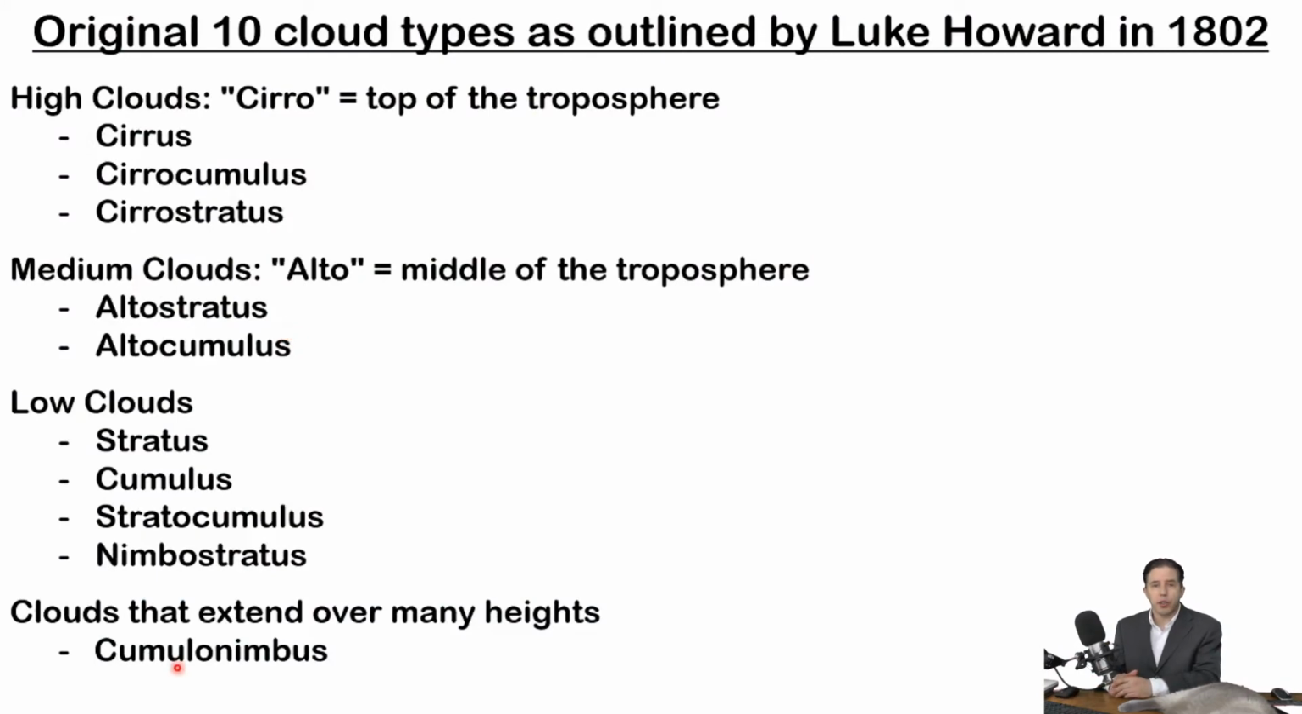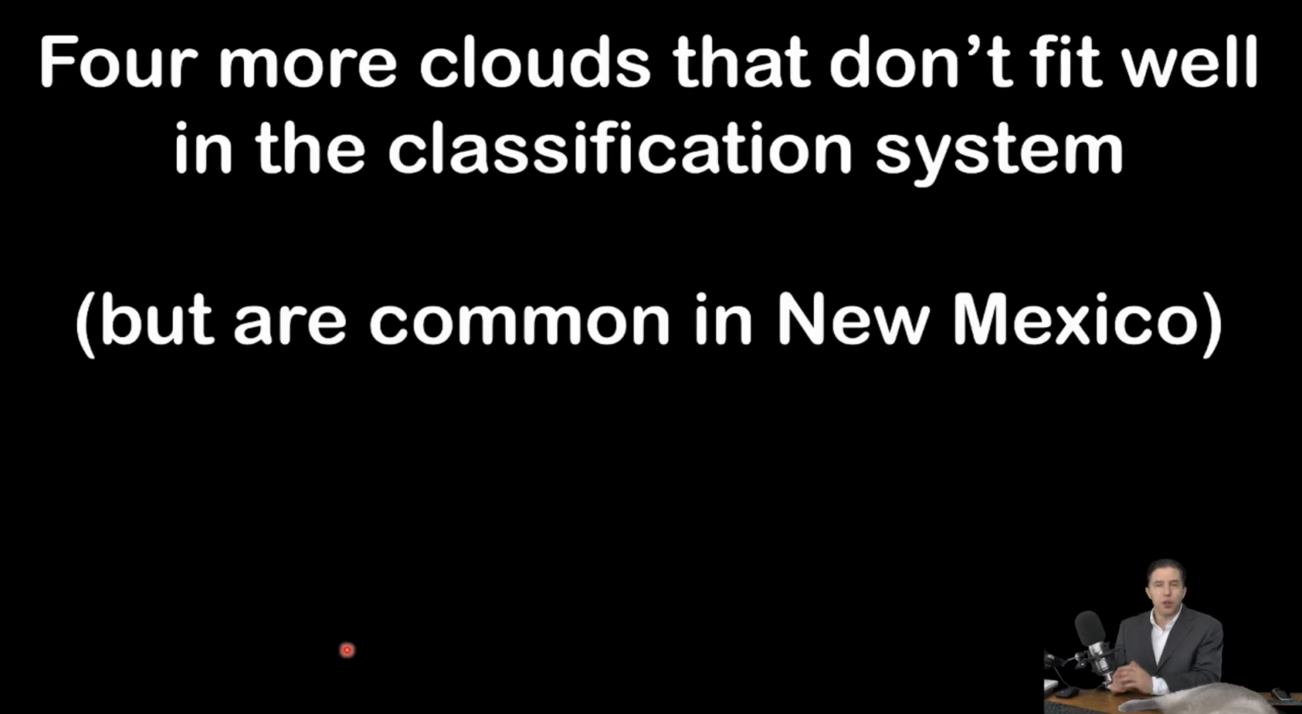So we just went over the original 10 cloud types that Luke Howard described in 1802 in his classification system. So we've got 3 high clouds, we've got 2 medium clouds, we've got 4 low clouds, and we've got this one that goes over multiple heights. I'm going to give you 4 more clouds that don't quite fit well in his classification system, but they're clouds that you will see here in New Mexico quite a bit.